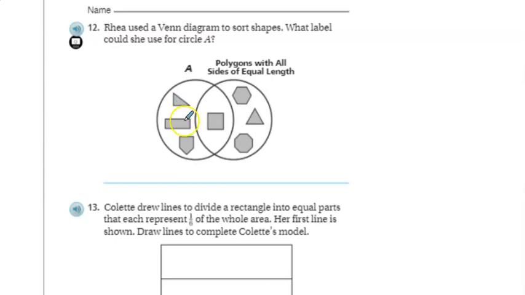So think about how you want to do yours. I came up with polygons with right angles over here. These all had right angles. All right, so we're going to move on. I don't know if you came up with something else.